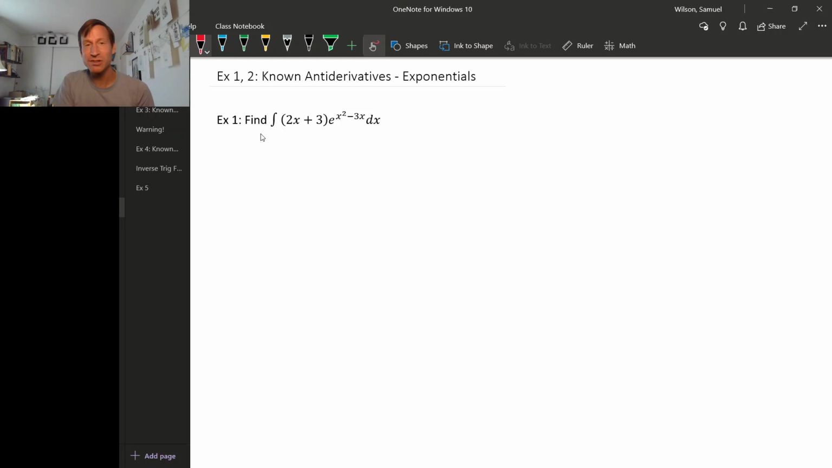So let's start by calculating this integral. The integral of 2x plus 3 times e to the x squared minus 3x dx. For this one, I hope it occurs to you that because of the exponential, maybe we should do a u substitution and let u be the stuff in the exponent there. So let's let u be x squared minus 3x. That means du is 2x minus 3 dx.